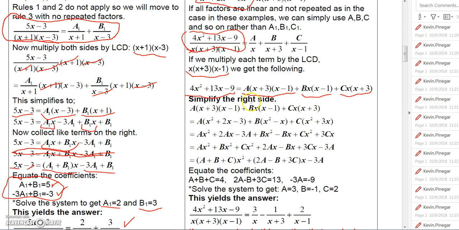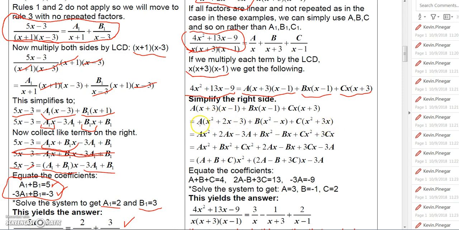Let's simplify everything on the right side. Okay, so I'm going to FOIL x plus 3 times x minus 1, and I'll get x squared plus 2x minus 3. And then distribute x times x minus 1, I'll get x squared minus x. Then distribute x times x plus 3, I get x squared plus 3x.